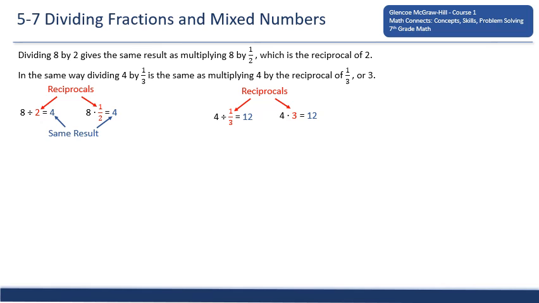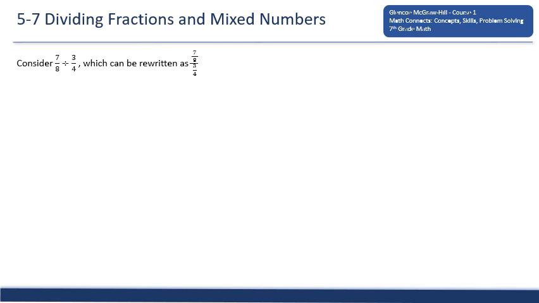We could state 3 as 3 over 1, but we don't need to in this case because 4 is not in a fraction. And we get the same result. Is this pattern true for any division expression? Consider 7/8 divided by 3/4, which can be rewritten as 7/8 over 3/4.